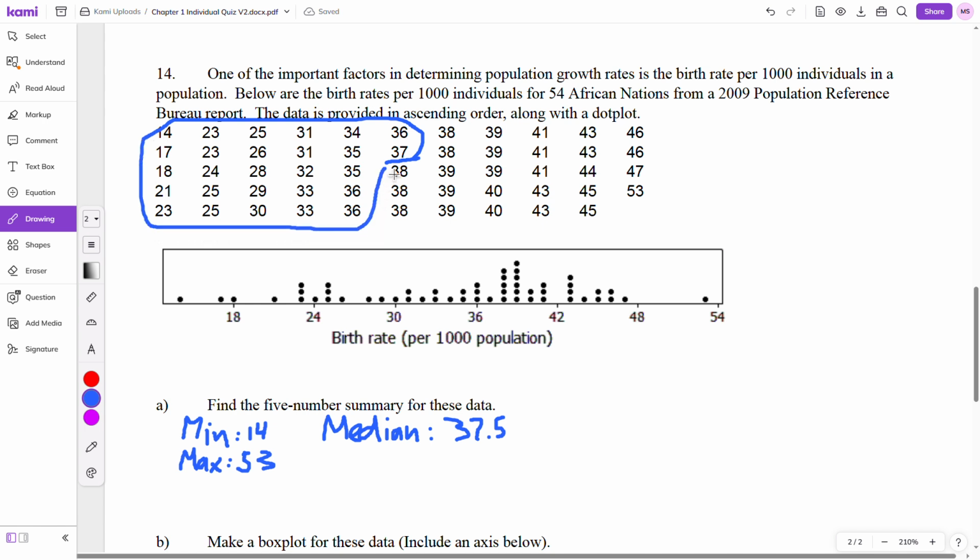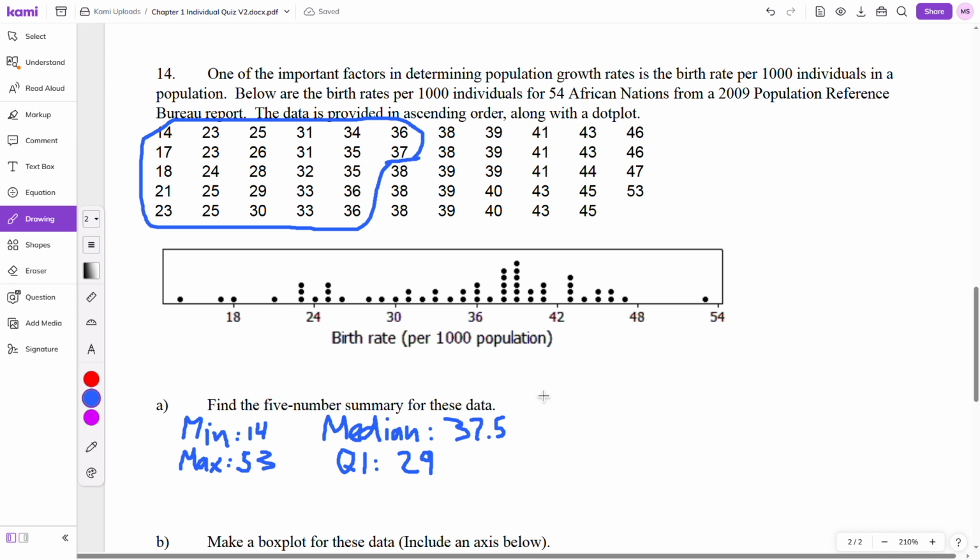27 is an odd number. If it's an odd number of numbers, you can just take half and round up. So half of 27 is 13.5, round up is 14. So that means the 14th number will be Q1. 1, 2, 3, 4, 5, 6, 7, 8, 9, 10, 11, 12, 13, 14. That's 29.